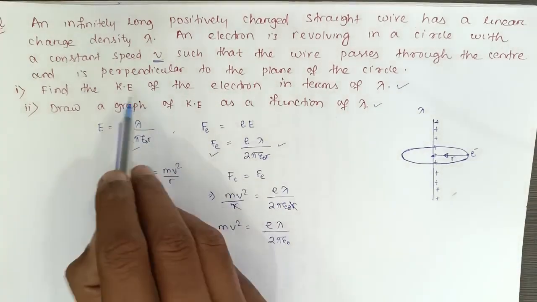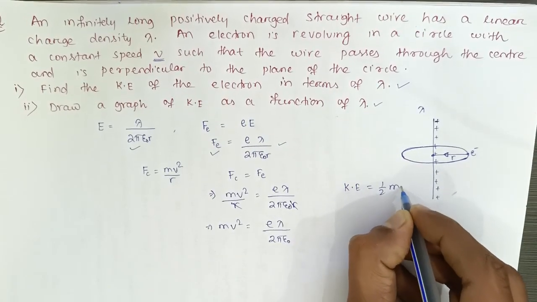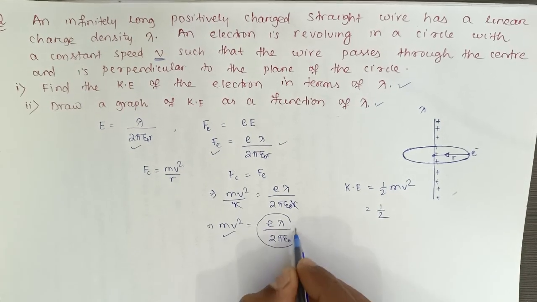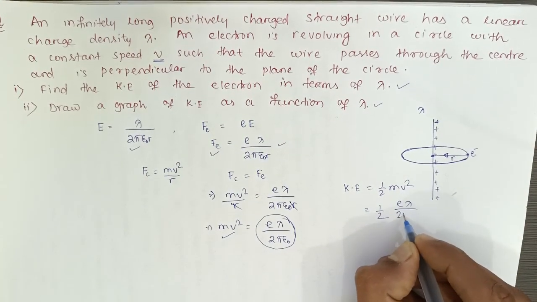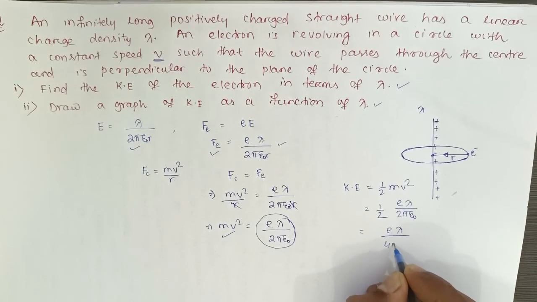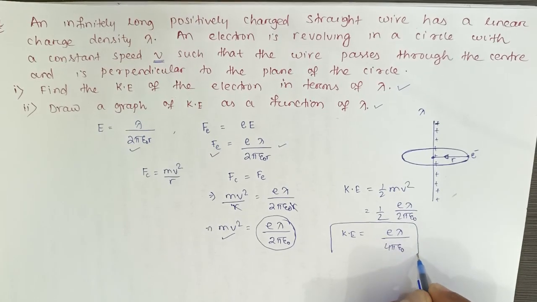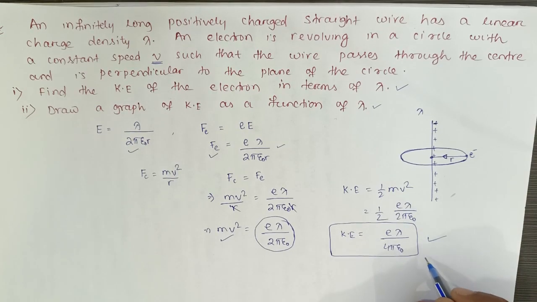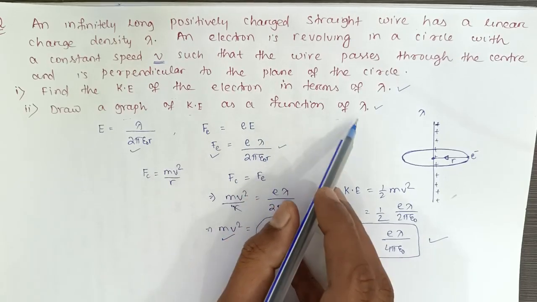And the question is, you have to find the kinetic energy. We know that the formula for kinetic energy is half mv square. So half into, what is mv square? Mv square is this much, e lambda by 2 pi epsilon naught. So multiplying, the answer will be e lambda divided by 4 pi epsilon naught. So the kinetic energy of the electron is found to be e into lambda divided by 4 pi epsilon naught. Then we have to draw a graph of kinetic energy as a function of lambda.